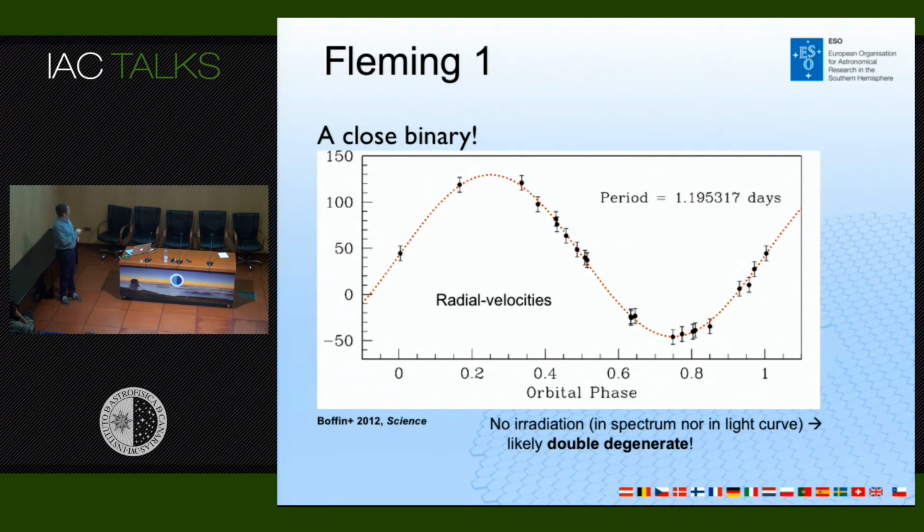When we look at the photometry of this object, or the spectroscopy as well, we do not see any sign of irradiation. So clearly it means that most likely the companion to the white dwarf cannot be a main sequence star, because otherwise we would see this irradiation. One side would be hotter than the other side. The fact that we don't see that most likely means that the two stars in those systems are also white dwarfs. So it is a double degenerate system, a system made of two white dwarfs.